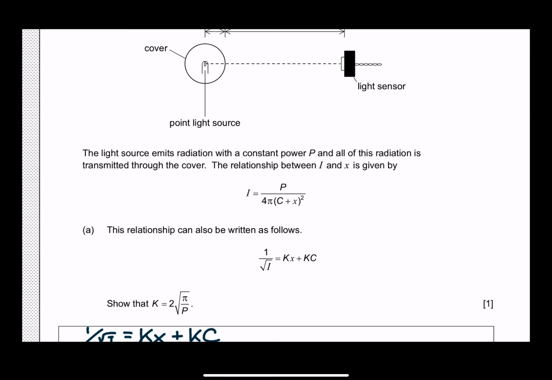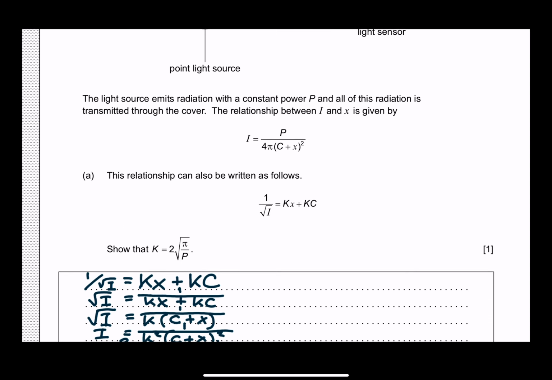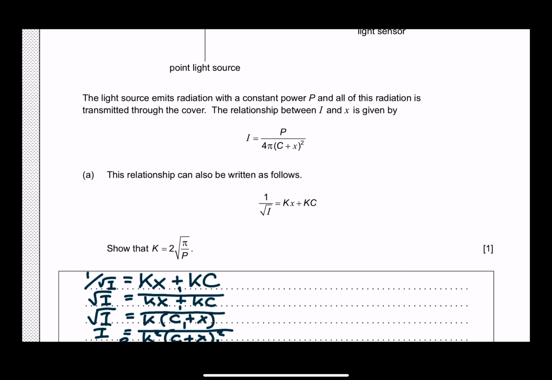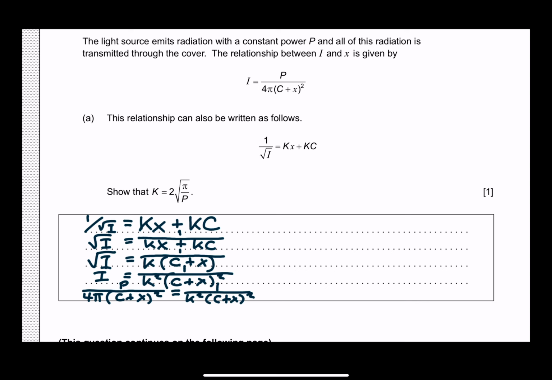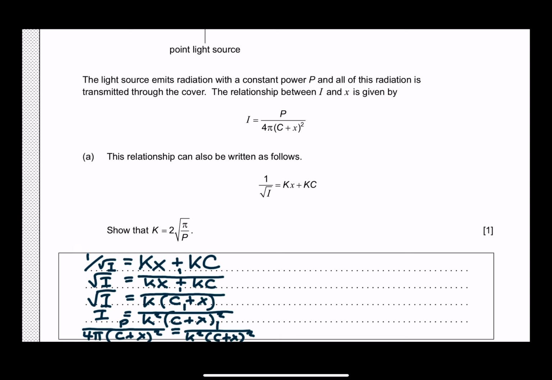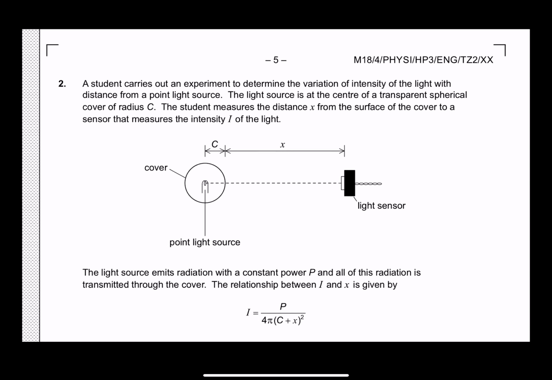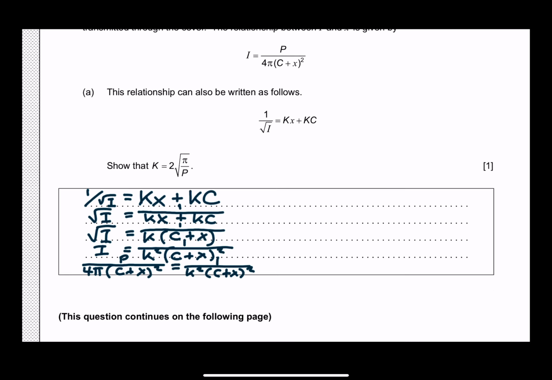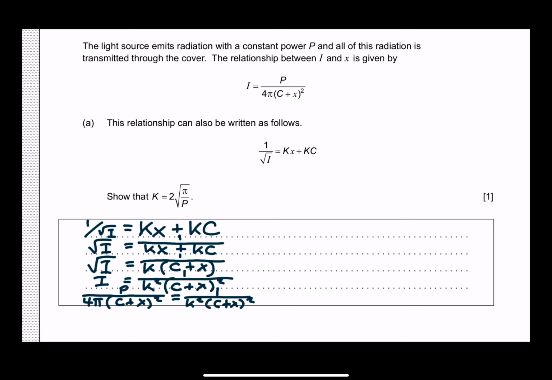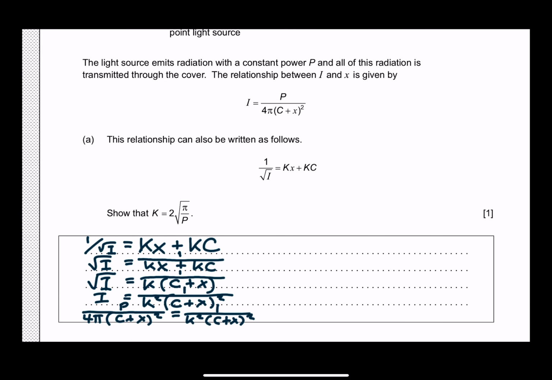And then you can also rewrite that as 1 over radical intensity is some constant times X plus some constant times C. And so basically using those two expressions, they want you to show that the constant, I'm assuming that's K. Does it say K? K is a constant? Yeah, I mean, that's usually what that means. Show that the constant is 2 times radical pi over the power P.